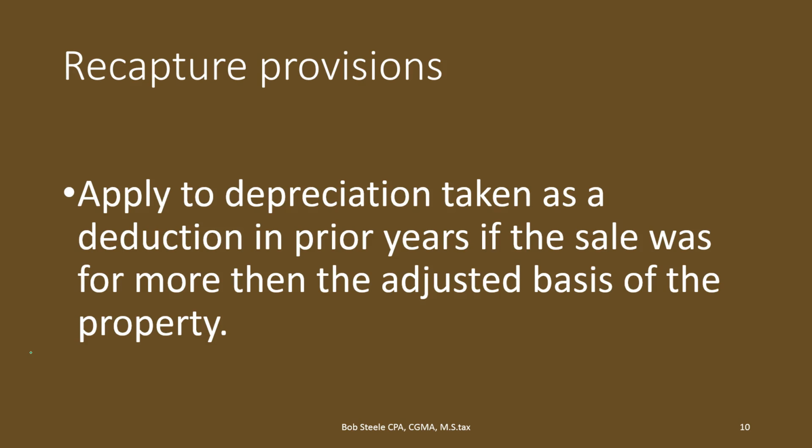So for that reason, if we have a depreciable asset, such as a building or something like that, and it went down in value and we sell it for more than the book value, we're often going to have to basically recognize the amount of depreciation that we wrote off up to the point of the sales price.